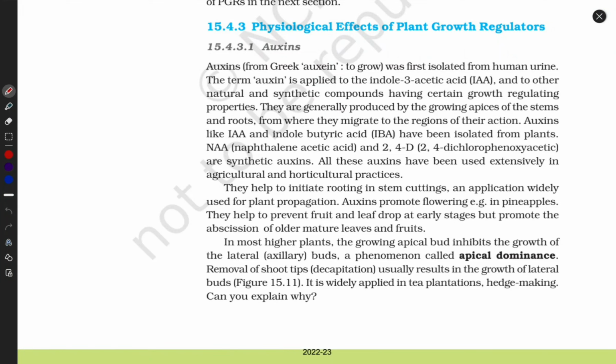So let's start with our first plant hormone. The name is Auxin. Let's start with our auxin. Auxin was first isolated from human urine. It means some amino acids that form auxin are present in our urine.